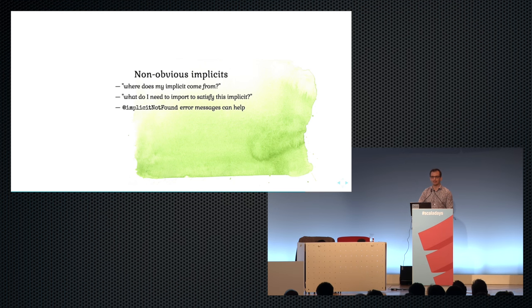And also, there's the implicit not found annotation. If we have a type that is being used for implicit parameters, we can annotate the definition of that type with implicit not found, and we'll get a custom error message that can maybe give advice on what you need to import. This is what happens if you try to use a future without importing the necessary packages. And I can never remember what the packages are, so I just try and use the future and then copy-paste the import that I need.